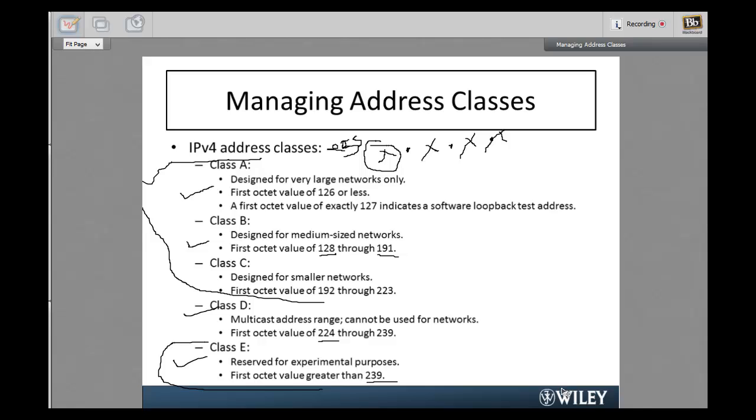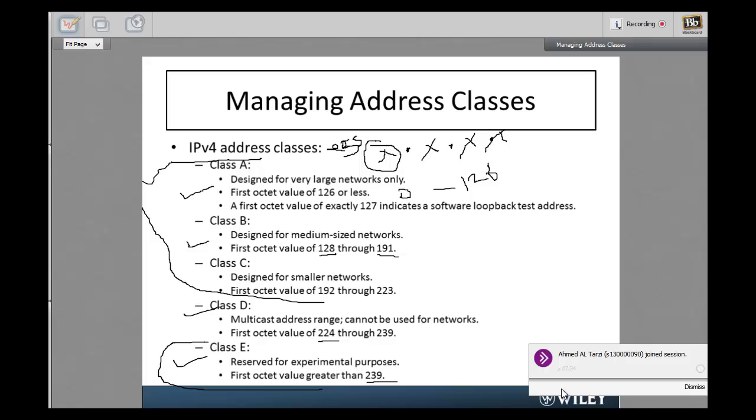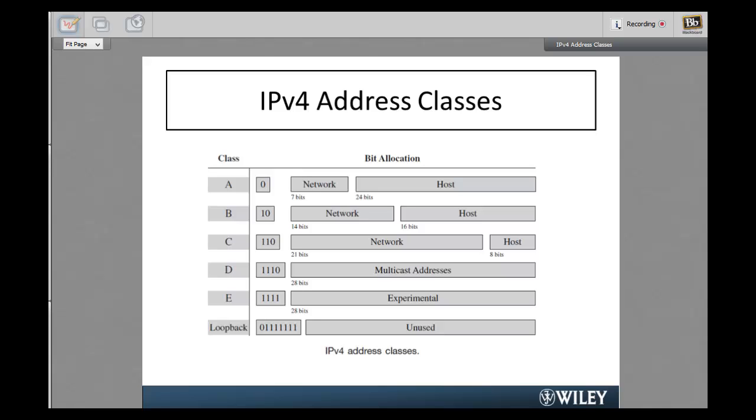You just need to remember that when the first octet is less than 126, from 0 to 127, then it's class A. Anything from 128 to less than 191 is class B. Class C starts from 192, and D from 224, and anything greater than 239 is considered E. Okay, so here you can see what that means.